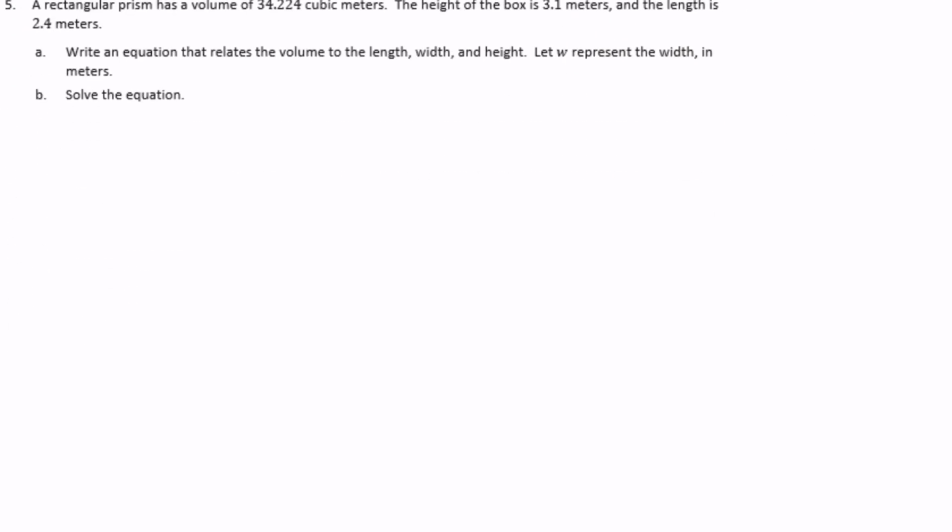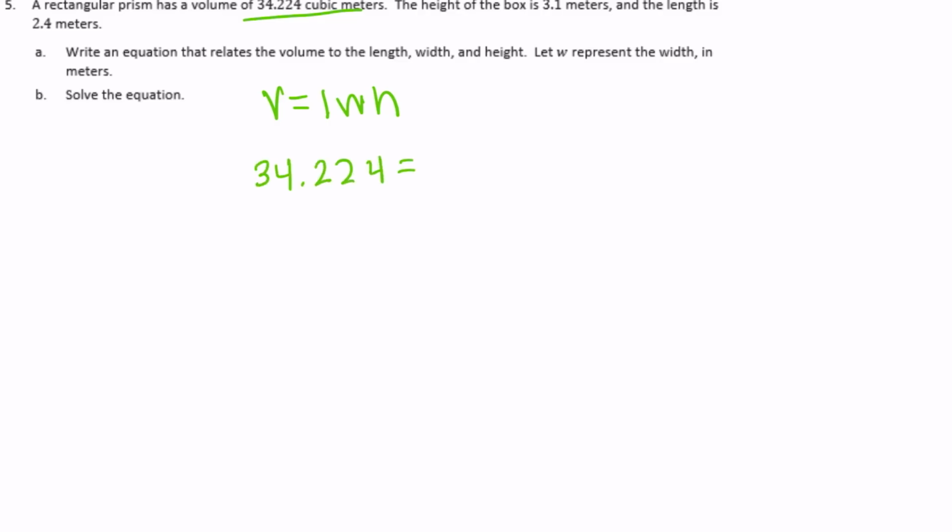And number 5. A rectangular prism has a volume of 34 and 224 thousandths cubic meters. The height of the box is 3 1/10 meters, and the length is 2 4/10 meters. Write an equation that relates the volume to the length, width, and height. Let W represent the width in meters. So volume is equal to length times width times height. We know that the volume is 34 and 224 thousandths.